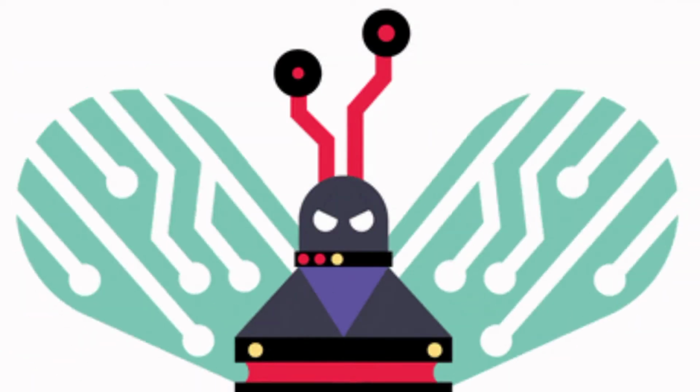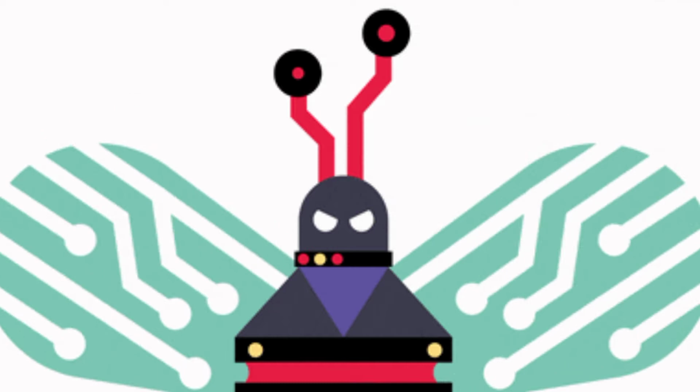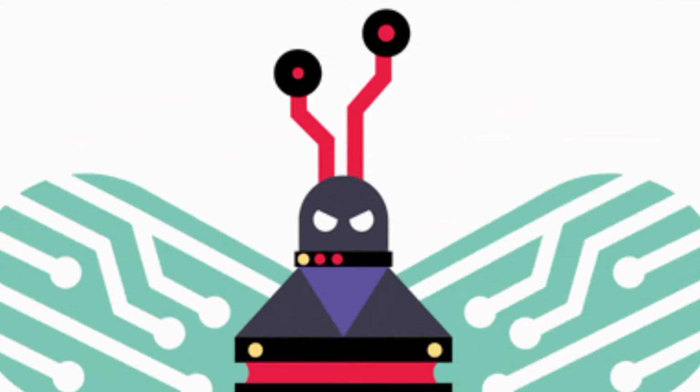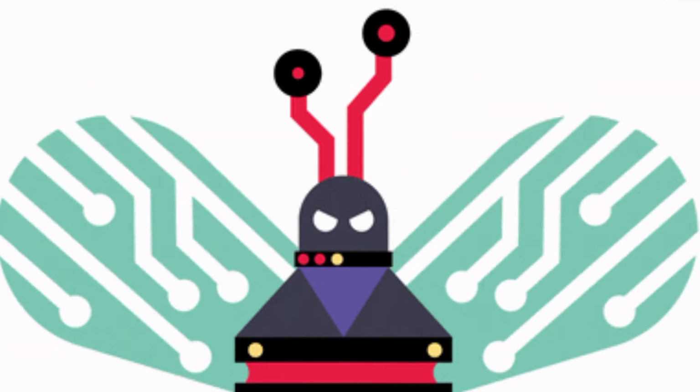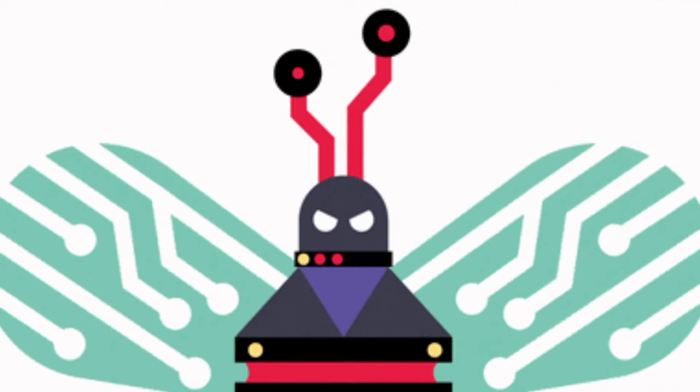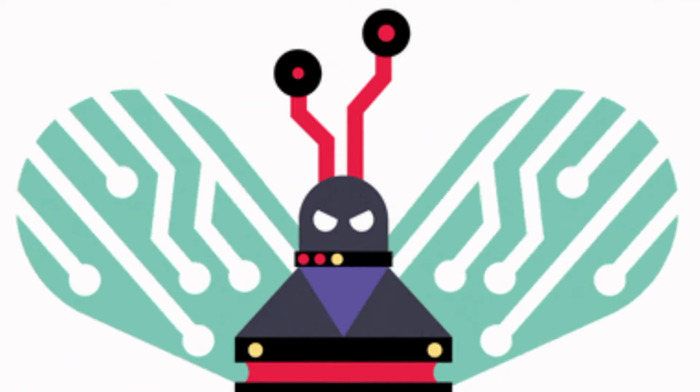So let's start with what is a botnet. A botnet is a number of internet-connected devices, each of which is running one or more bots. A botnet can be used to perform distributed denial of service, which we call a DDoS attack, steal data, send spam, and allow the attackers to access the device and its connection.